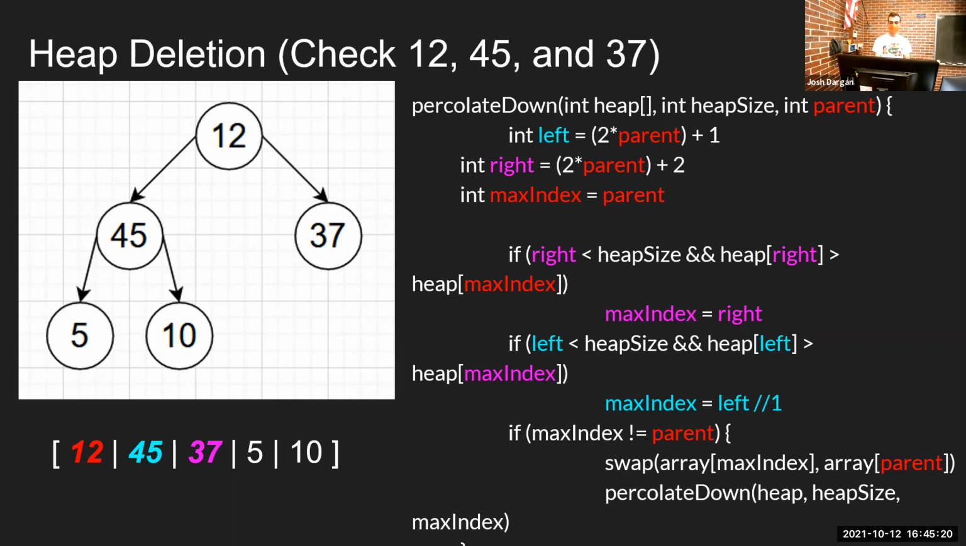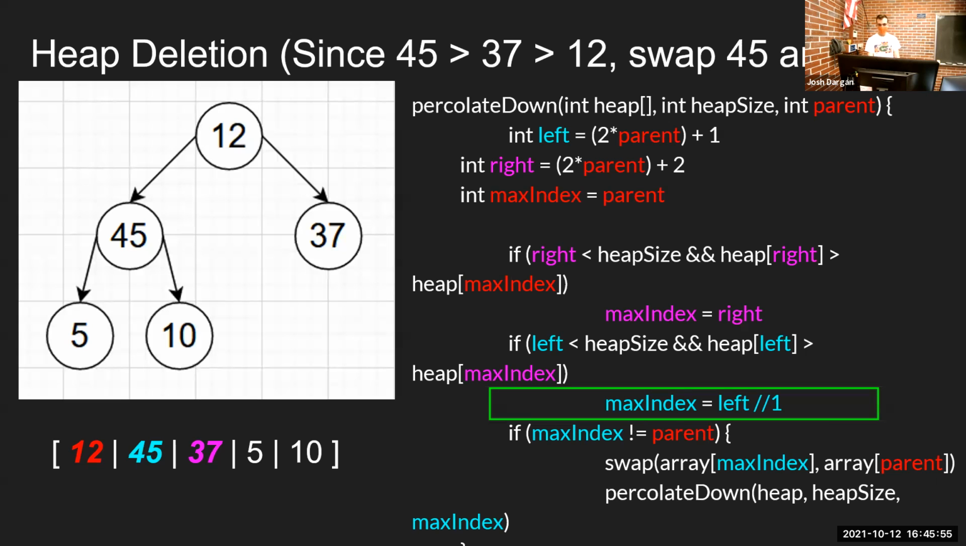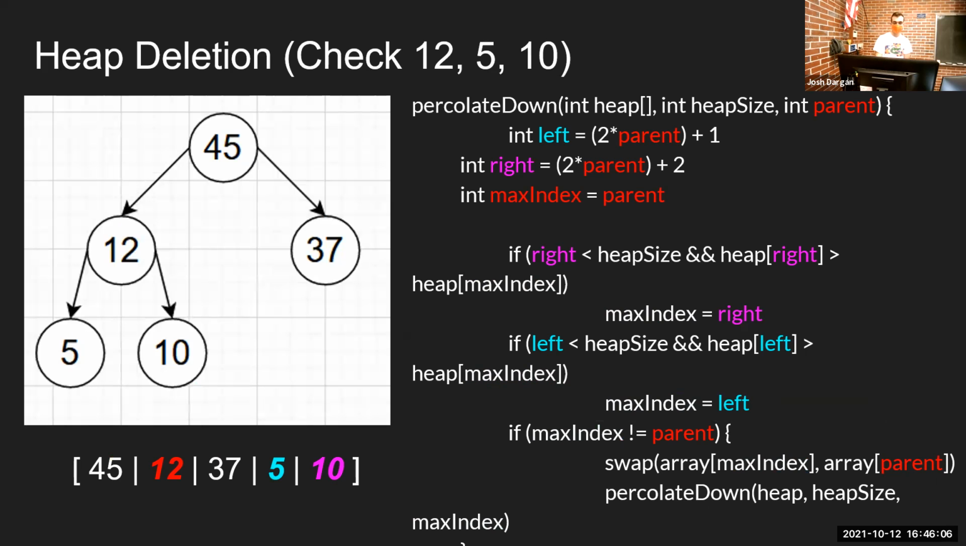Actually, this is not complete pseudocode. Sorry about that. You would also need to check that, sorry, we check the heap max index. So that could be either the right child or the parent. Sorry about the confusion there. And so in this case, the greatest of 12's children is 45, or the left child. And so we swap the values because max index is not equal to parent. And so we swap those values and then we percolate down again. And then we perform it for the next set of values.